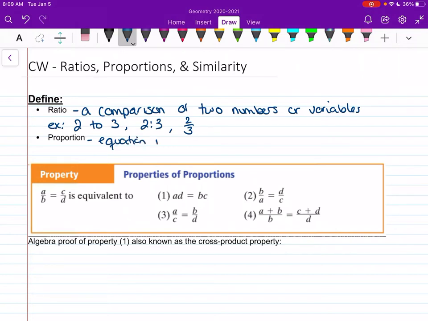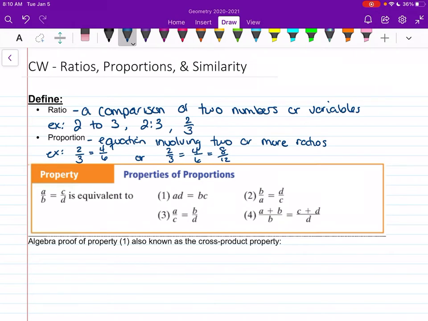A proportion is an equation involving two or more ratios. So if I wanted to use my example of 2/3, I could say 2 to 3 is the same as 4 to 6, or we can do an extended ratio, and maybe I could say 2/3 is equal to 4/6 equal to 8/12. Okay, so it's just setting those fractions equal.